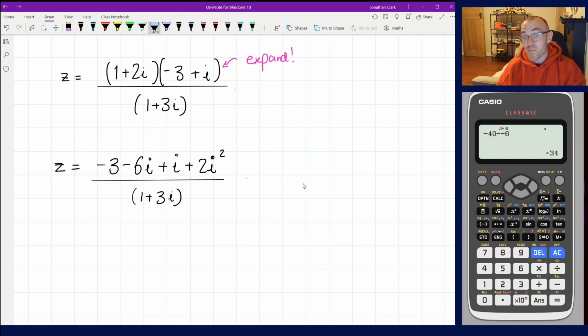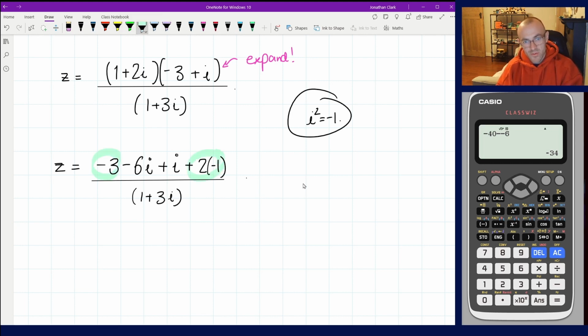And like we mentioned in an earlier question, i squared equals minus 1. So if I replace this i squared with a minus 1, I'll be able to combine it with this numerical term as well. So a little bit more tidying up on the top. If I combine the real parts, I'm going to get minus 3 take away 2, minus 5. And the imaginary parts, I'm going to get minus 6 plus 1, also minus 5. Hey, this looks a bit nicer, doesn't it?